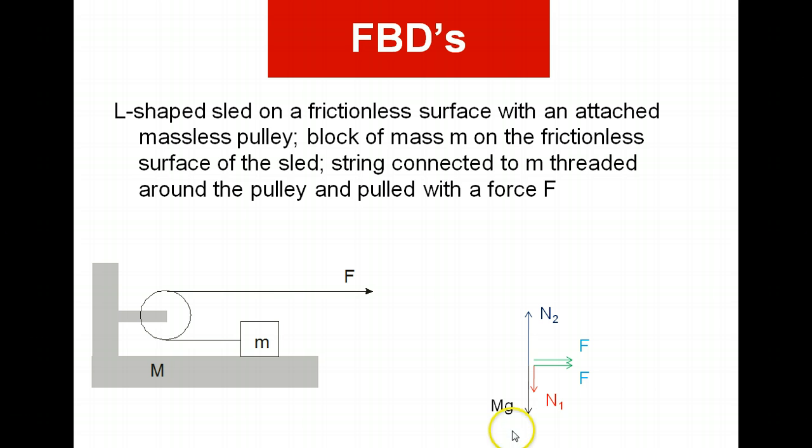So this is the free body diagram of the sled. Big Mg downward, there's N2 upward. I have an N1, which is the force of little m downward on the sled. The tension, I have two F's. I know I'm pulling this with a force of F, but the string is also pulling here with a force of F as well. So the total force of the string on the sled will be 2F.